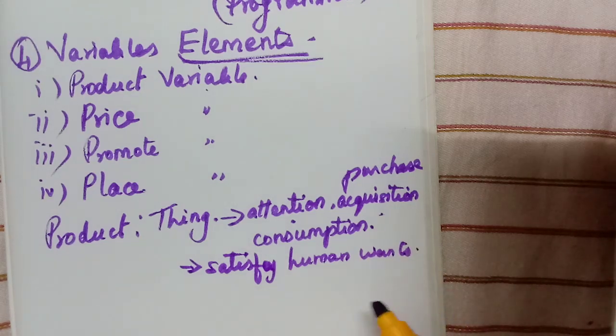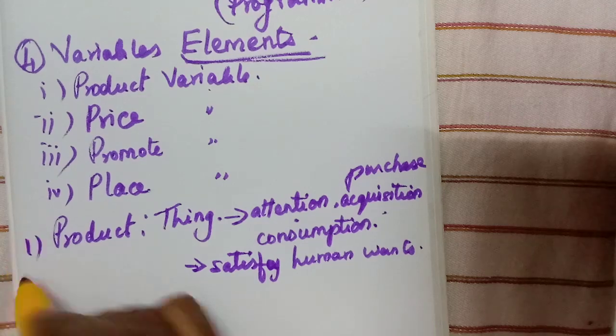You are purchasing some rice, and if you cook it and it is not cooked properly or it is overcooked, you are not able to take it in your hand, it is like payasam, will you buy again? No, isn't it? So it should satisfy human wants. So that is called a product. Without product we can't do marketing. So that is very important, product. Then price.